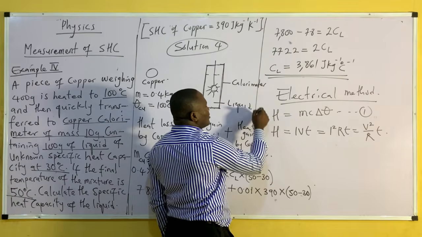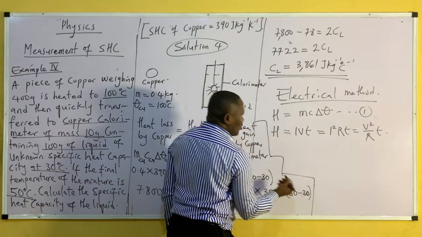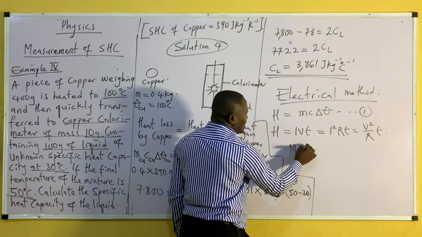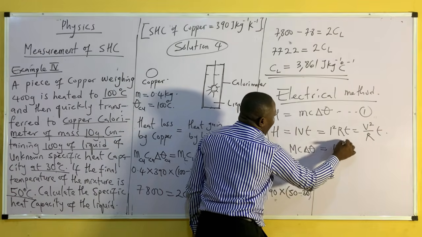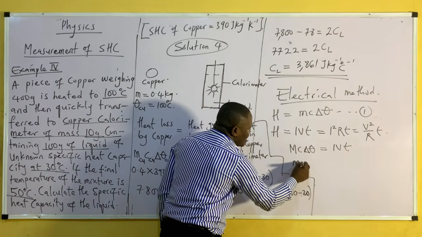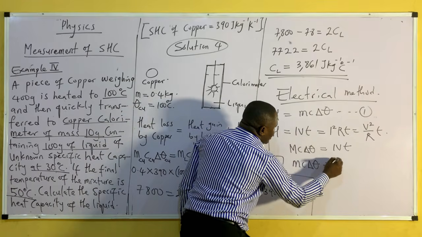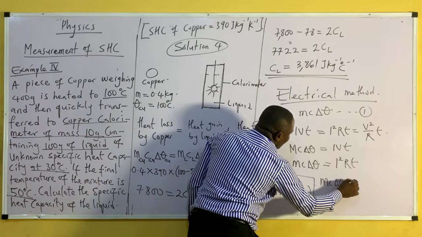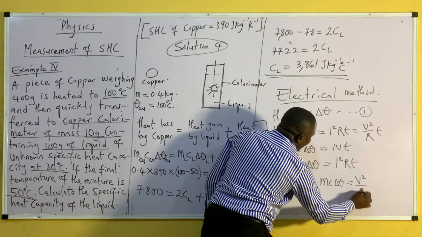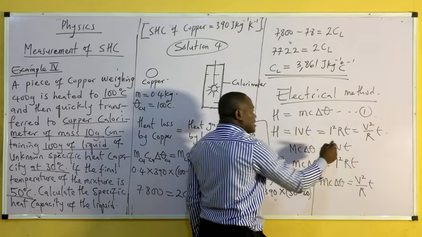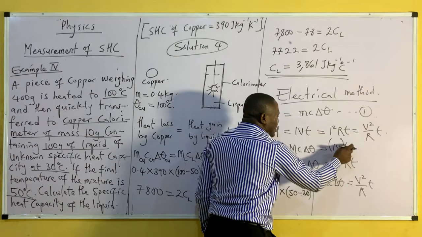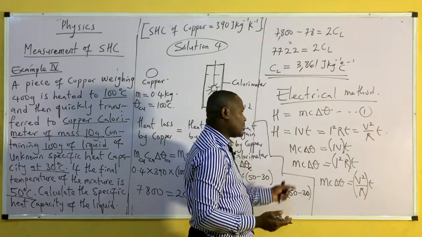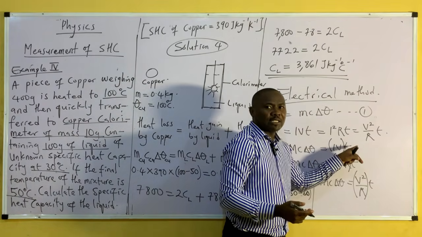So solving the electrical method is very simple. What about it? It can be mc theta is equal to IVt. It can be mc change in theta is equal to I squared Rt. It can be mc change in theta is equal to V squared over R times t. Now, I want you to know that everything here is power times time. This is power. This is power. So it can also be mc theta equals power times time.